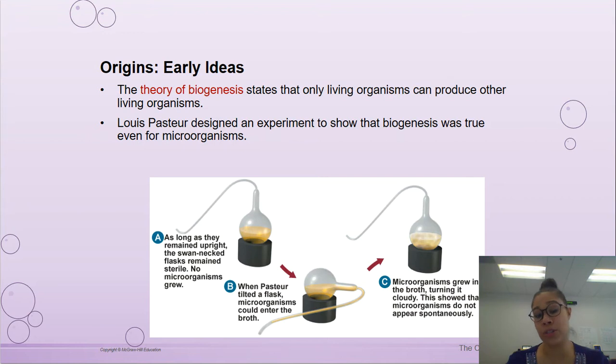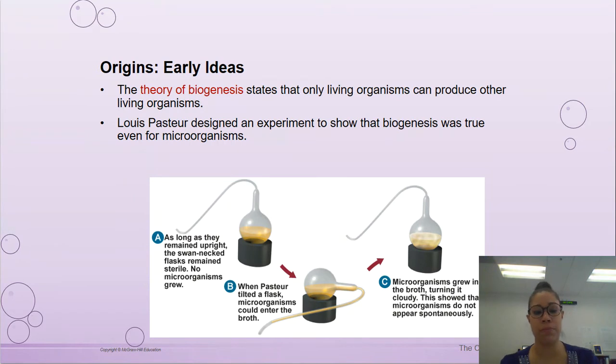So Louis Pasteur designed another experiment. He takes this flask here, that has this long tube here, and you see this little curve at the bottom. The curve at the bottom is going to catch any microorganisms, but it's going to allow air to get in. So we're not going to have any microorganisms getting into it, only allowing air in.